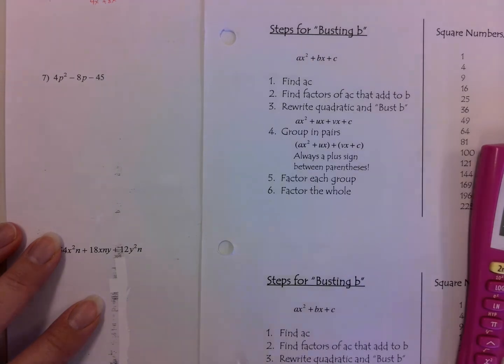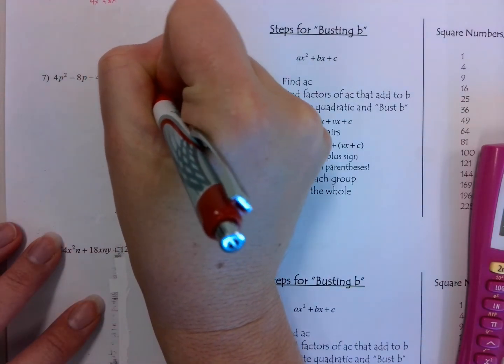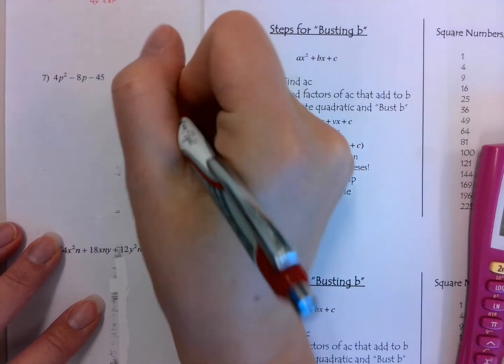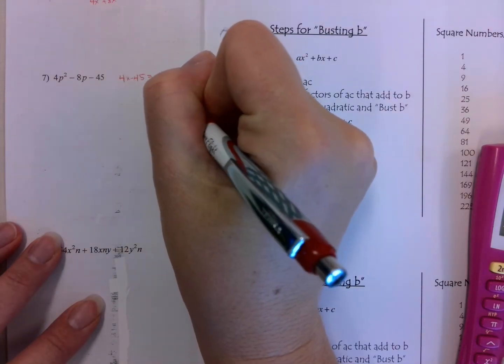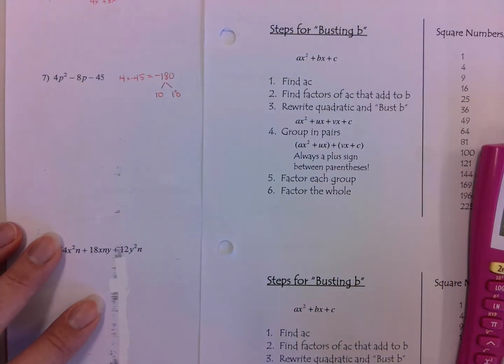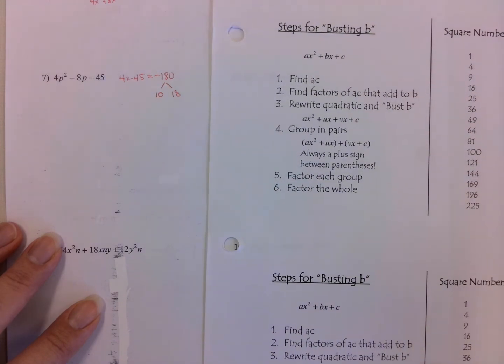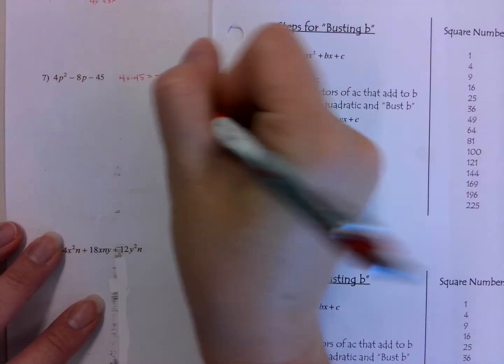It should be, yep, 180. So 4 times negative 45 is negative 180. And now I need the factors of negative 180 that add up to negative 8. I was thinking about 10 and 18 right off the bat. If I have 10 and 18, I need one of them to be negative, and since I need a negative 8, the bigger of the two will be negative.